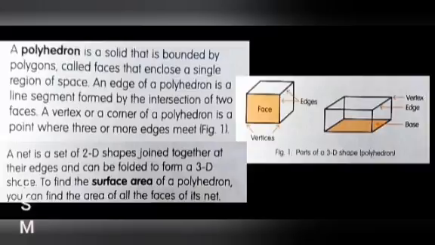A polyhedron is a solid that is bounded by polygons called faces that enclose a single region of space. An edge of a polyhedron is a line segment formed by the intersection of two faces. A vertex or a corner of a polyhedron is a point where three or more edges meet, as shown in the figure. A net is a set of 2D shapes joined together at their edges and can be folded to form a 3D shape. To find the surface area of a polyhedron, you can find the area of all the faces of its net.